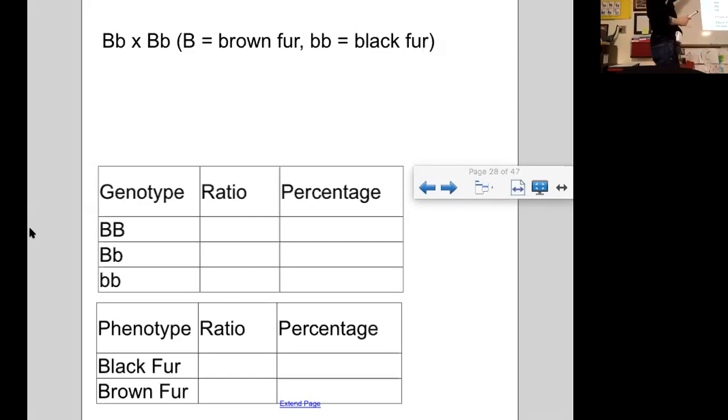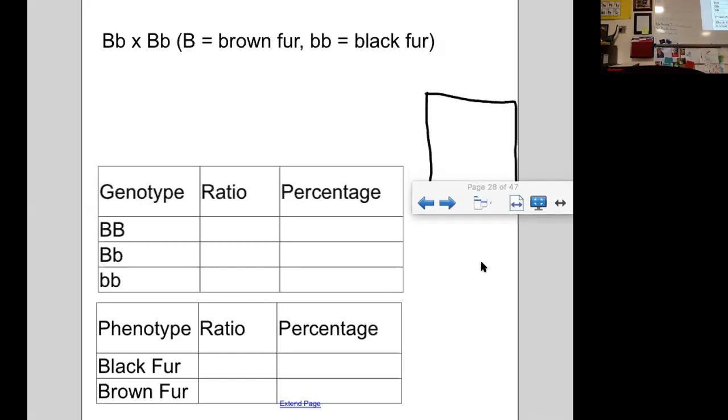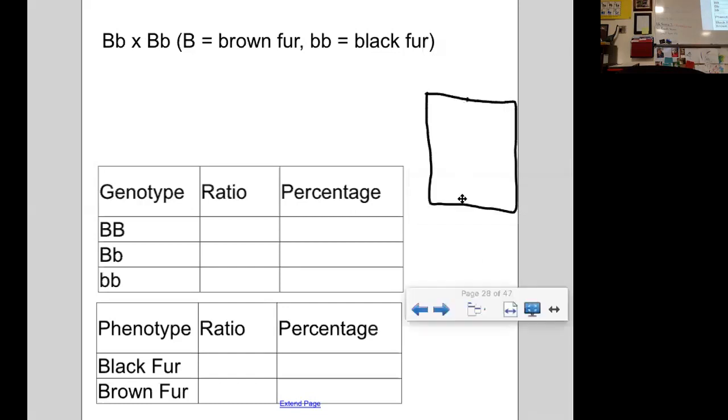So they want to cross 2 heterozygous parents, and we need to figure out the ratio and the percentage. So let's make our Punnett square, and I'm going to make mine over here just so I have a little bit of space. Take a look at parent number 1. I'll put them at the top. Parent number 2, put them on the side. Okay, now we're going to fill it in.